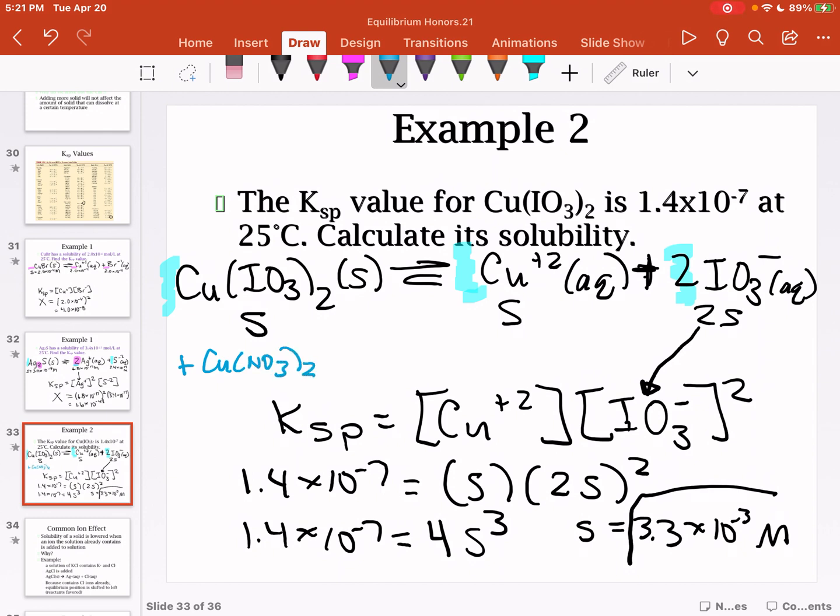What I know is it has an ion in common, which is copper 2. And I increase the copper 2 concentration. What's going to happen to the equilibrium? Le Chatelier's principle would tell us if I add to the right, I'm going to shift to the left. And you might notice I will move away from aqueous and move towards solid. So that would end up decreasing my solubility.